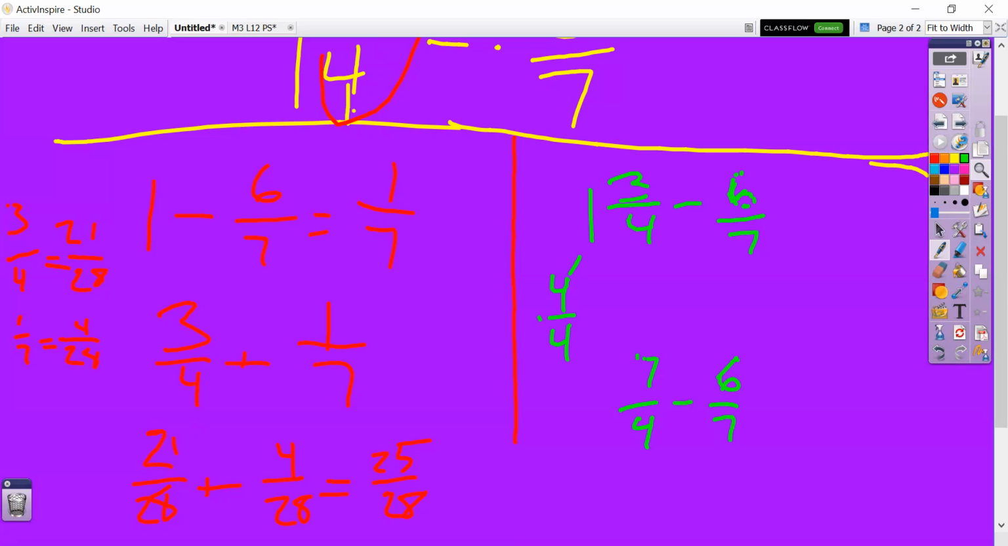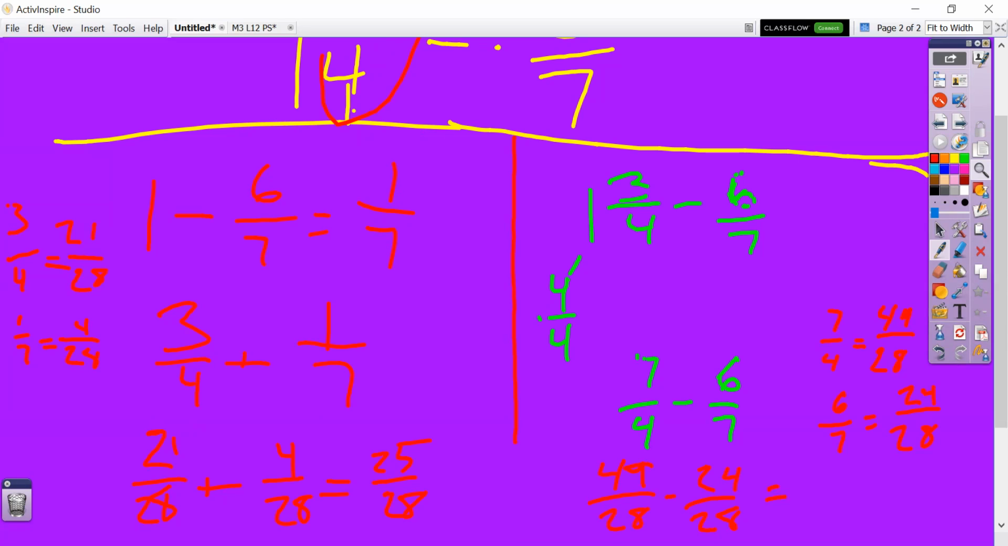But now we need to create common units. Well, we already know that we want 28 because we already figured that out on the other side. But how many 28ths is 7/4? Well, 4 times 7 gave us 28. So 7 times 7 is going to be 49. And then 6/7. We know we want it to be 28, but we multiplied that by 4. So that's going to be 24/28. And now we're going to be subtracting 49/28 minus 24/28.